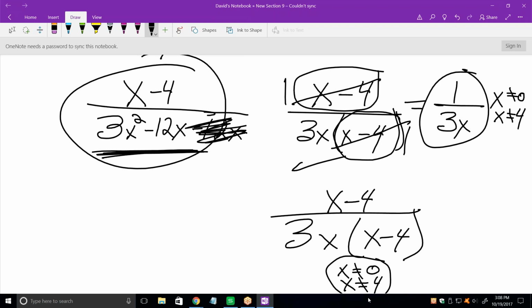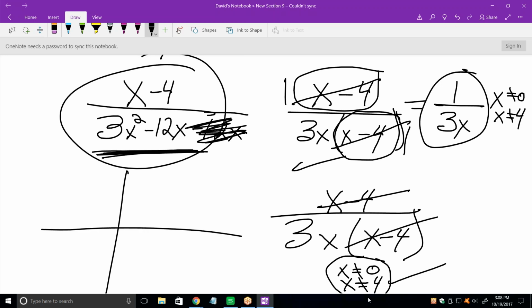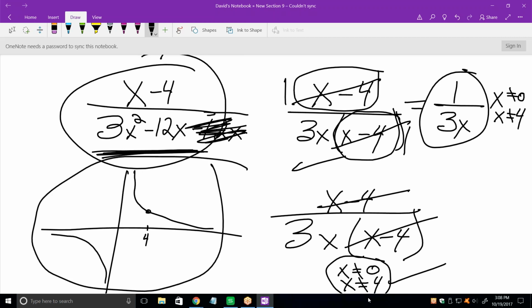Now, despite the fact that we canceled those, we do not lose that domain restriction. It stays with us. And in fact, it turns out to be a hole. For example, if I draw this thing, it's a hyperbola. But we've got this restriction that x can never be equal to 4, so there's a hole right there. And this is actually the way the graph would look.